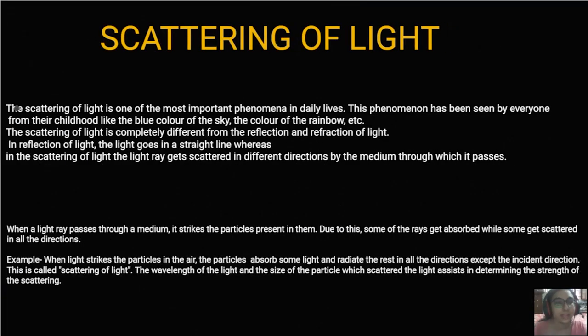Okay. Next is scattering of light. Scattering of light is also something similar to what we had discussed in our first slide about dispersion. It's one of the most important phenomena in our daily lives. It's seen by everyone from their childhood, in the blue color of the sky and the colors of the rainbow. Scattering is completely different from reflection or refraction.